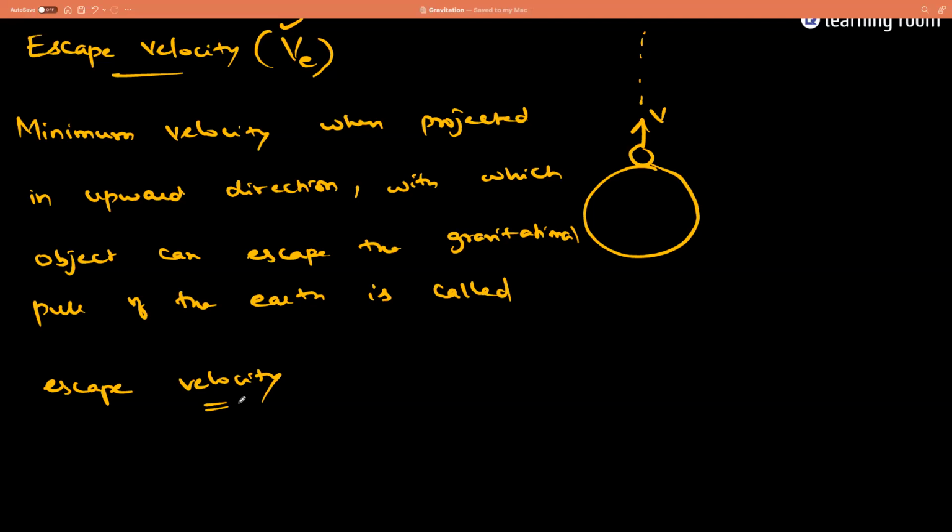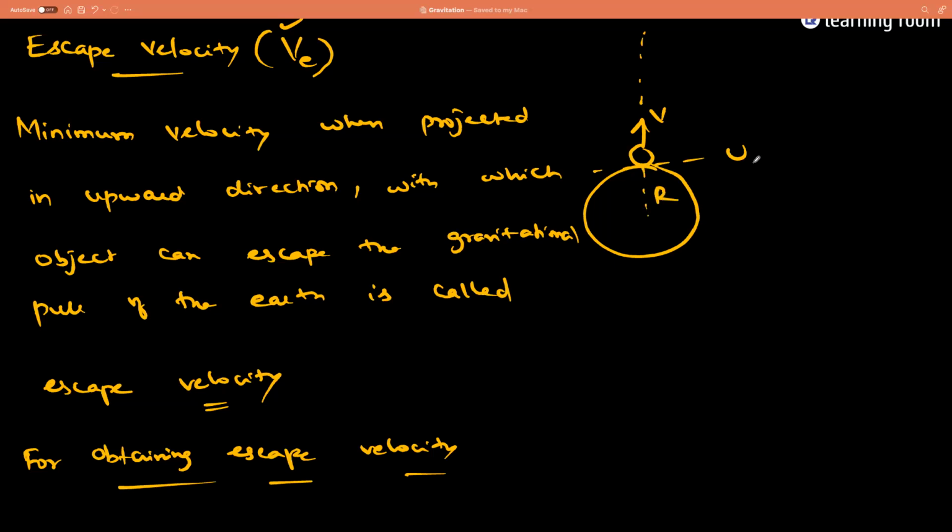Right. Now, if you see, for obtaining escape velocity, the concept is very simple. You're projecting it upwards. So initially, the object had only gravitational potential energy on the surface of the earth, which was converted to kinetic energy. So if you write U is equal to KE, then you will be able to obtain the escape velocity.